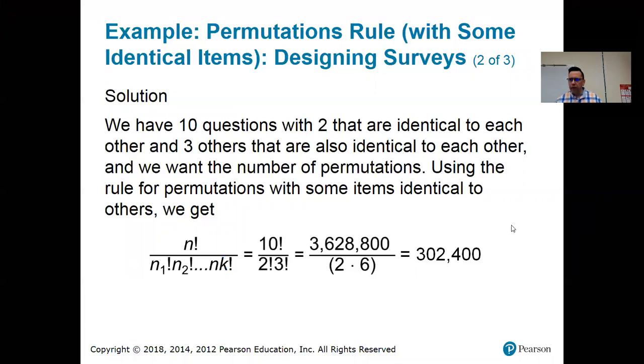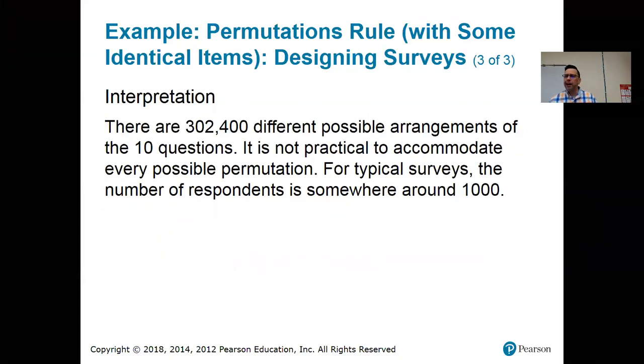Okay. So the question was, would it be possible, I forget what word they actually use, to survey enough subjects so that every different arrangement is used? The answer is probably not. Okay. It is not practical to accommodate every possible permutation. Surveys just don't go out to 300,000 people. All right. Usually about 1,000 is a typical sample size, like if you're running a survey. Okay. 300,000 would be too many.